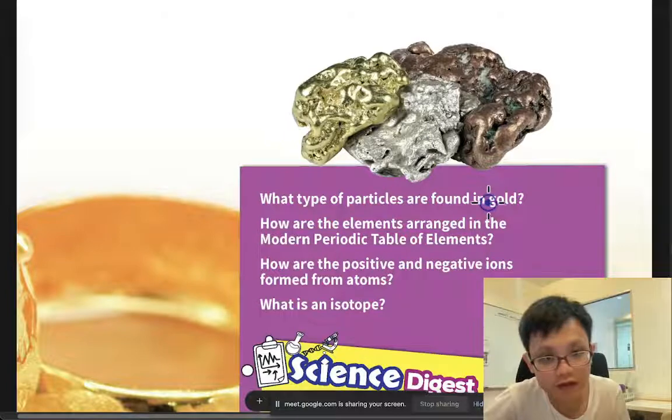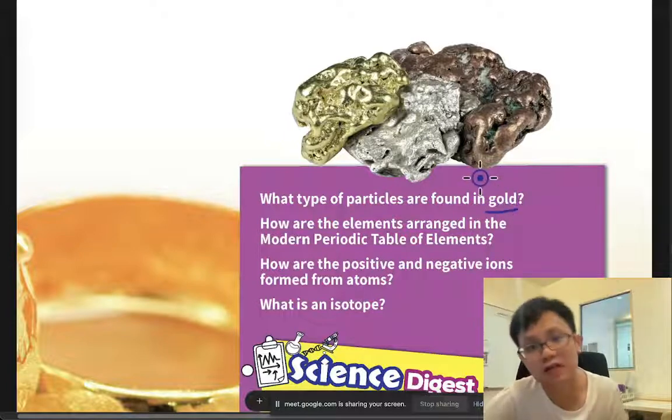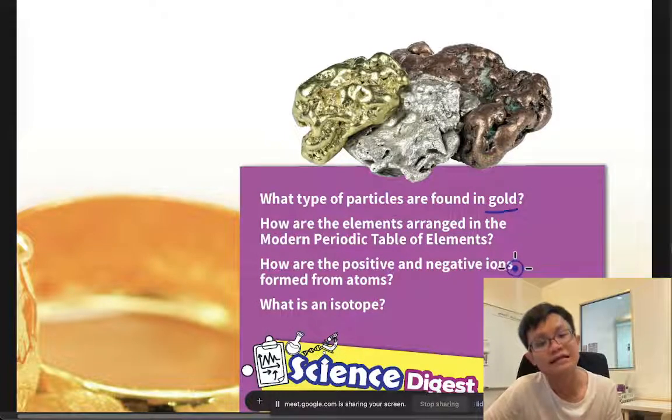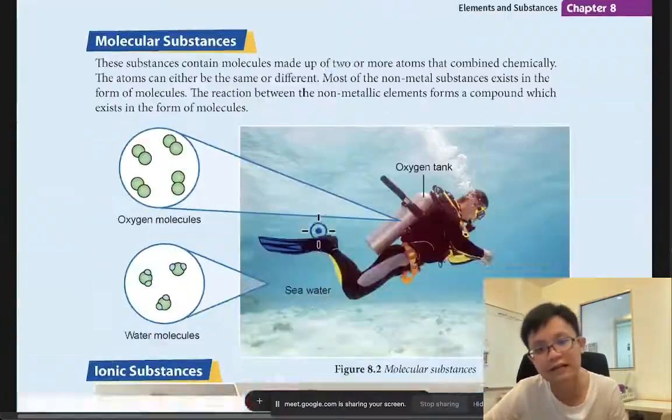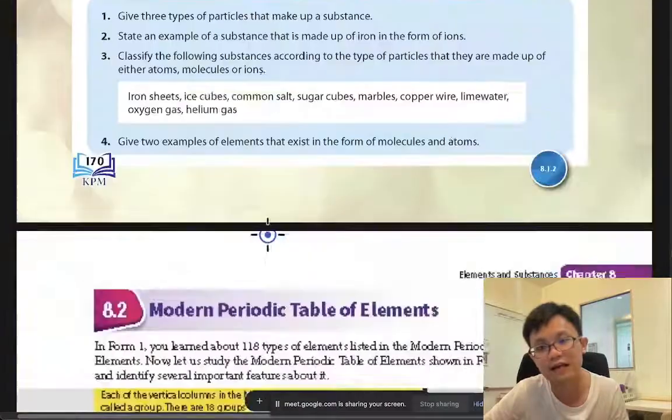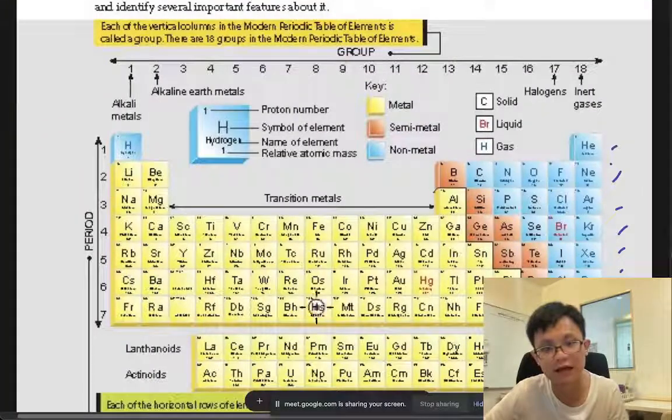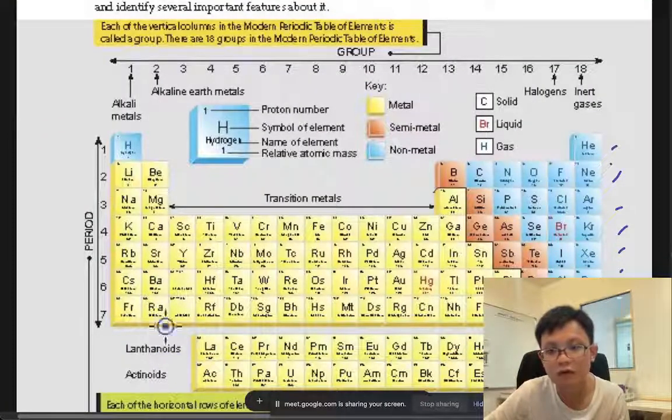What type of atom is in gold? So, for example, let's use gold. The element is gold, Au. Au is an element that you find in the periodic table. Where is Au? I cannot find Au. Where is it? Where's my gold? Here. Au, gold.